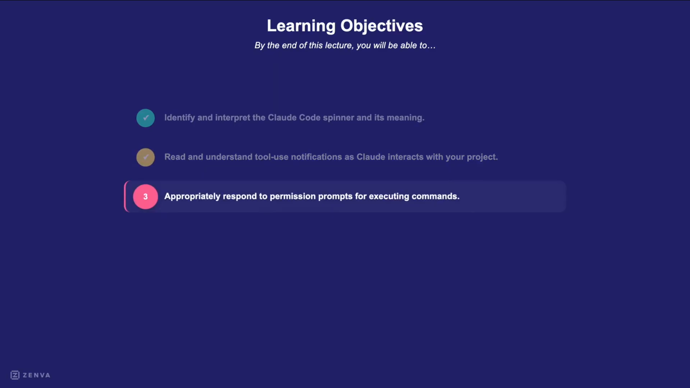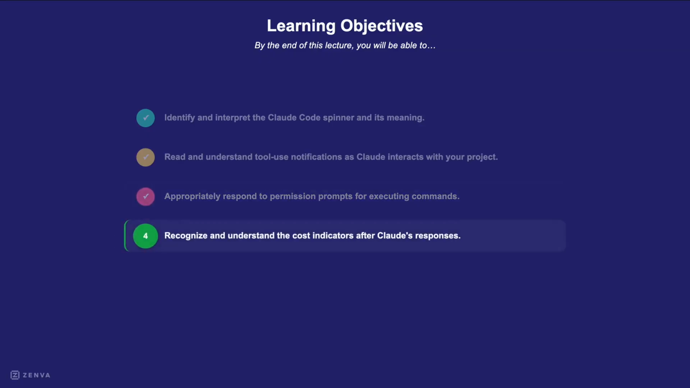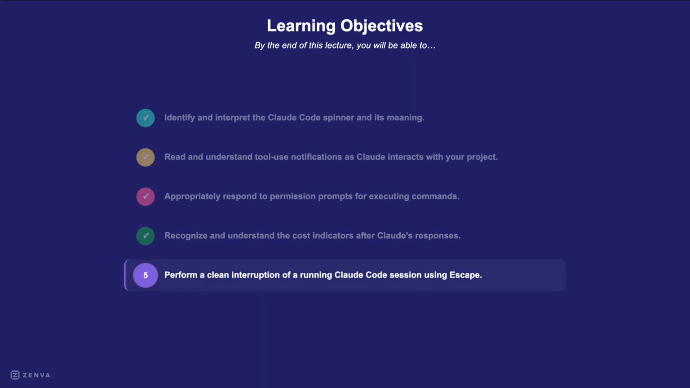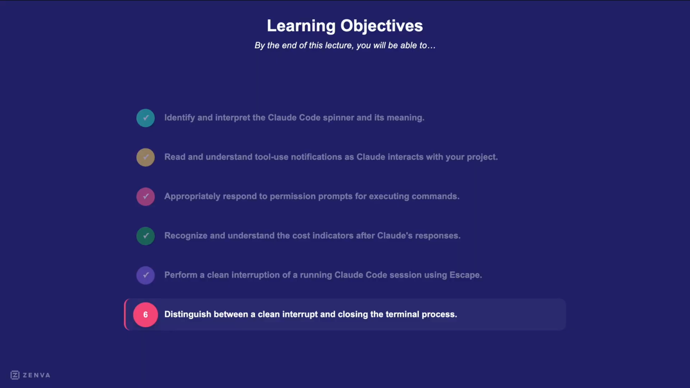You'll also learn how to respond to the permission prompts when Claude needs to run commands. Being comfortable with these responses ensures smooth, secure collaboration. You'll also learn to recognize the cost indicators shown after Claude responds. This helps you manage your interactions efficiently. You'll also master interrupting a Claude Code session cleanly using the escape key. This gives you immediate control. Finally, you'll learn the difference between a clean interrupt and closing the terminal, giving you full control over Claude Code. This is key to becoming a power user.